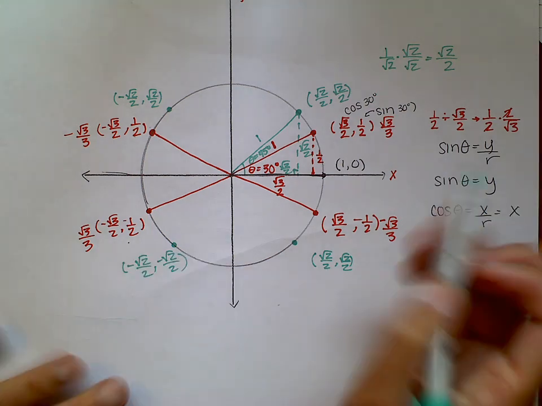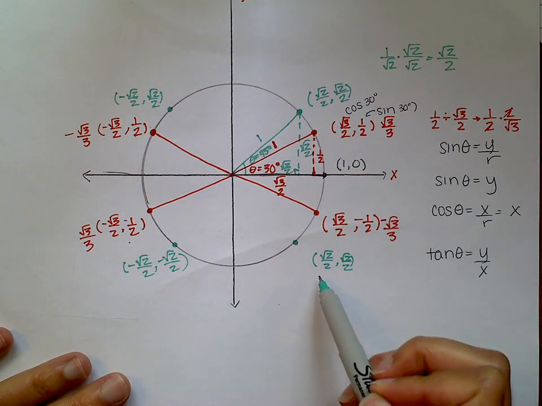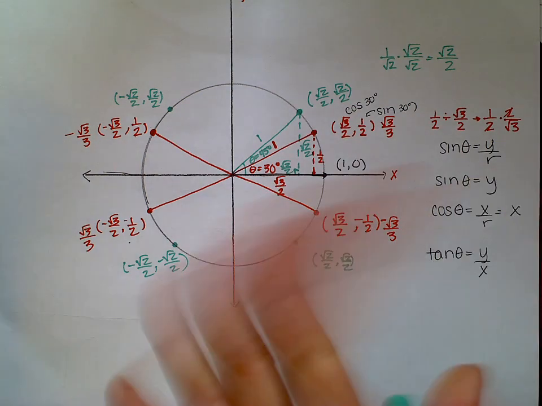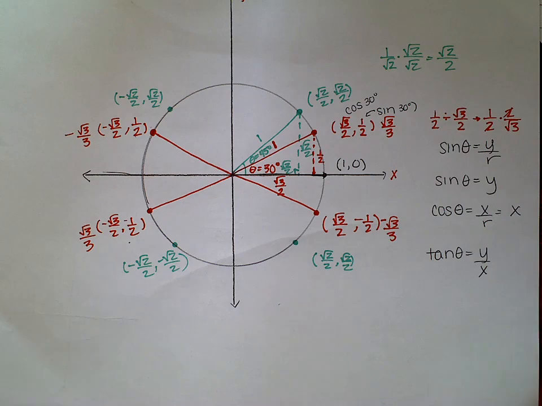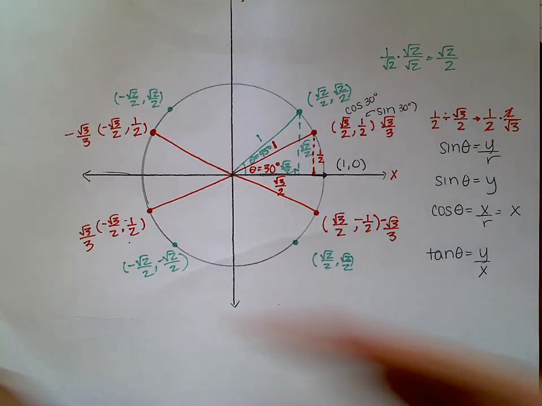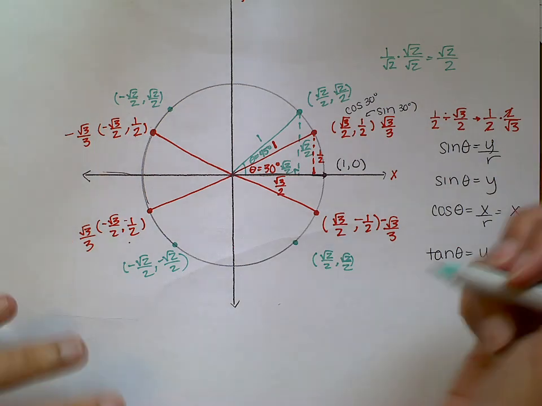Now, just like with the rest of them, cosine are my x values, sine are my y values. It's kind of nice because with 45, 45 it's the same, but I do need to think about if I'm positive or negative. So I need to think about what quadrant I'm in, and which trig values are positive or negative.